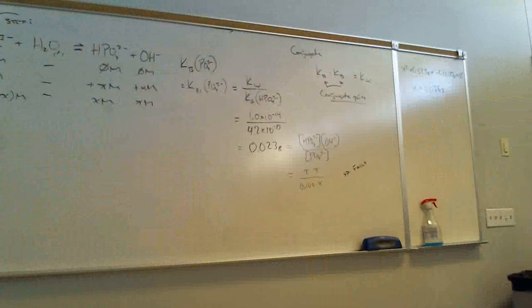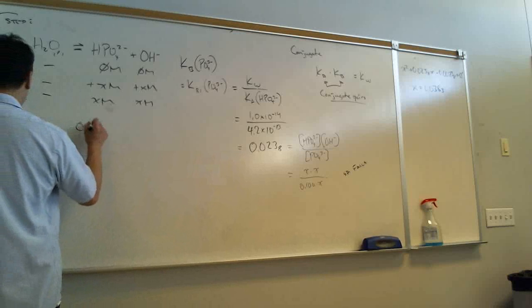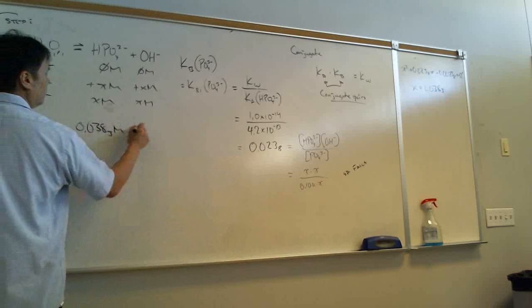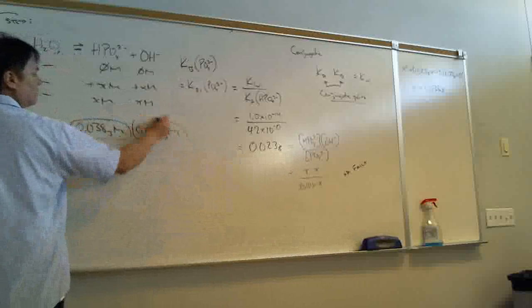And so this is 0.100 minus 0.0383. So we have a 38.3% change, and that leaves us with 0.0617. So 61.7% of our phosphate stays as is, and 38.3% was converted into monohydrogen phosphate and hydroxide. This is 0.0383 molar, 0.0383 molar. Okay, what do we do next?